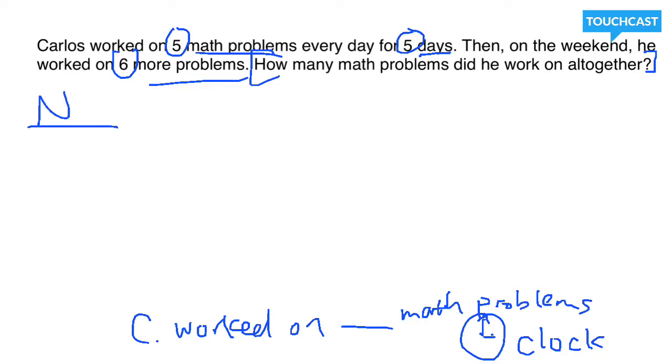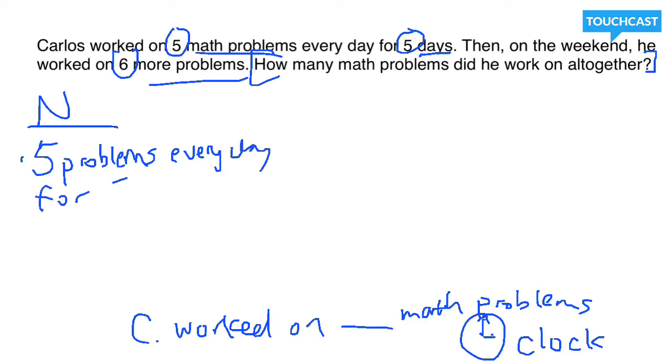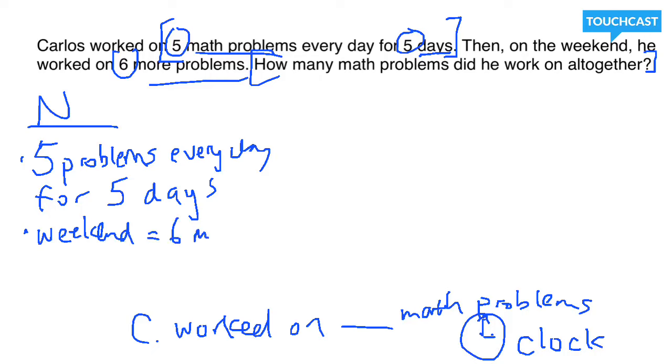Beautiful. Notes. So Carlos worked on 5 math problems every day for 5 days. 5 problems every day for 5 days. I haven't really figured out a shorter way to summarize this, so go ahead and write the whole thing. It's all in kind of a big chunky chunk together. Then on the weekend, he worked on 6 more problems. So weekend equals 6 more problems. So the question's asking how many math problems all together.